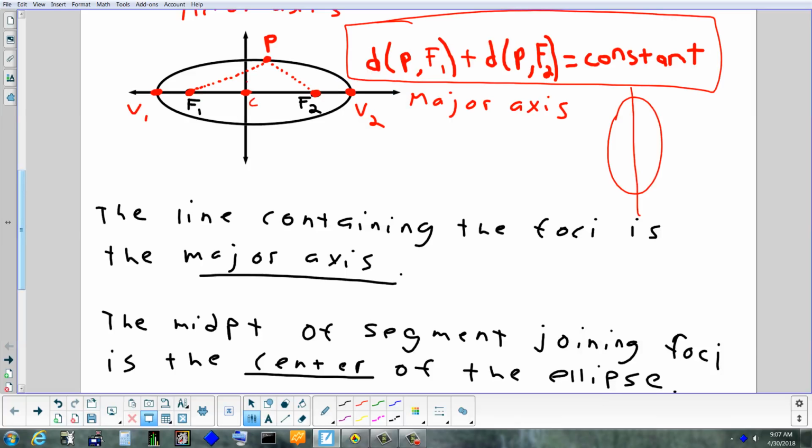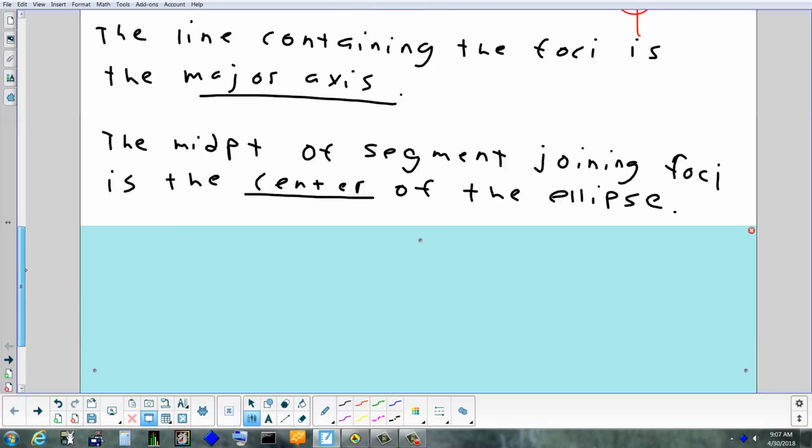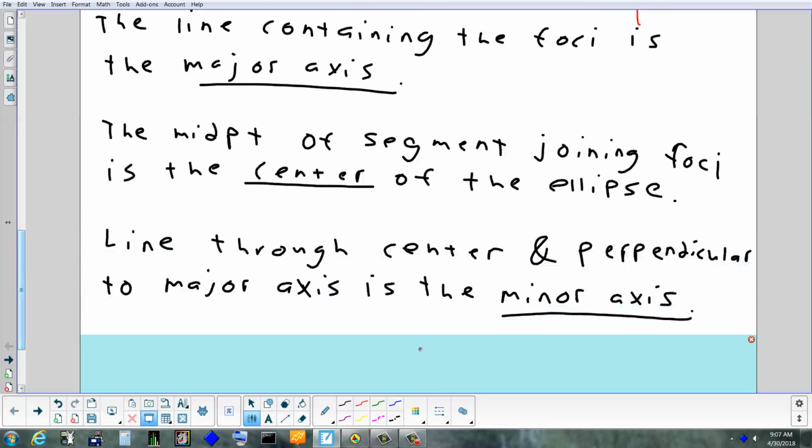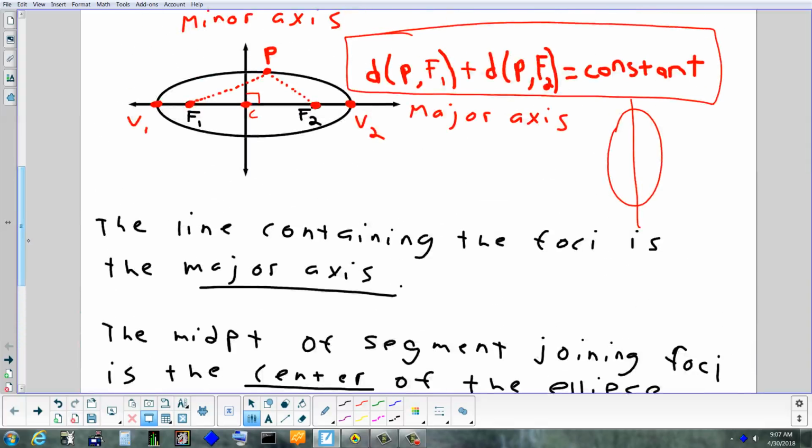I should point out too that there is a 90-degree angle between the axes. I think I'm going to mention that in a second anyway. But the line that goes through the center and perpendicular to the major axis, that's the minor axis. So in this case, the minor axis is vertical. In this case, it would be horizontal.